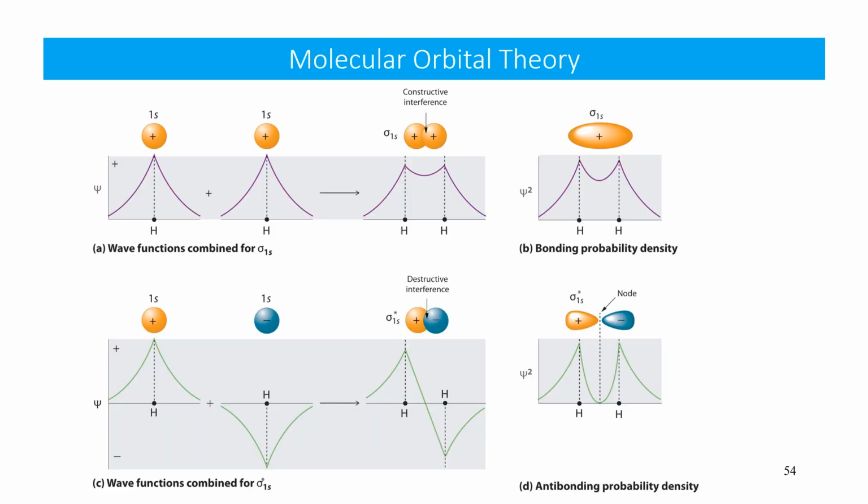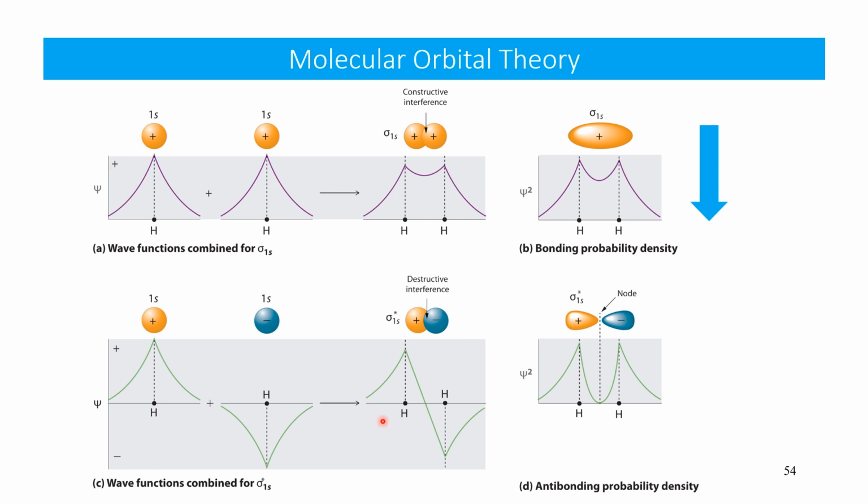Simple approach. We have two wave functions. In this case, we have the two 1s atomic orbitals, and they combine together constructively. And when they combine together constructively, we do get a lowering of energy. So the bonding probability density is lower in energy than the initial orbitals, or the initial wave functions, that we start to work with.